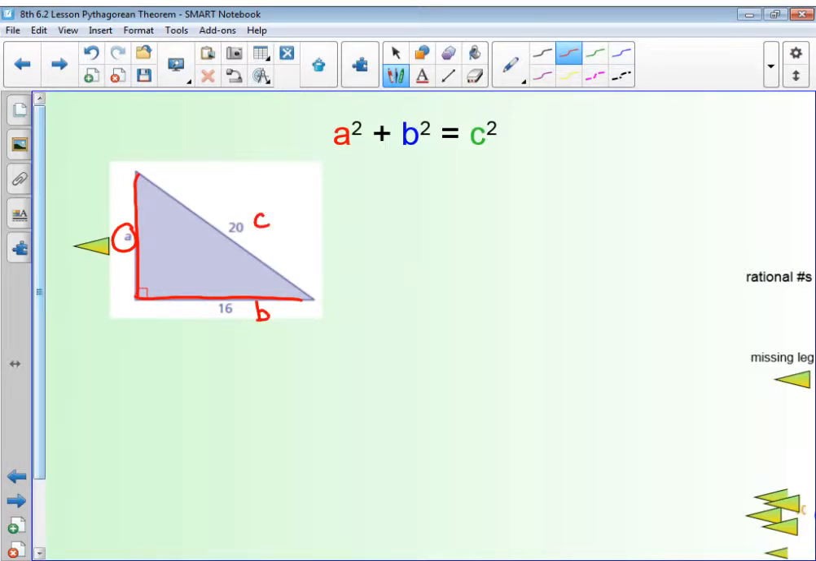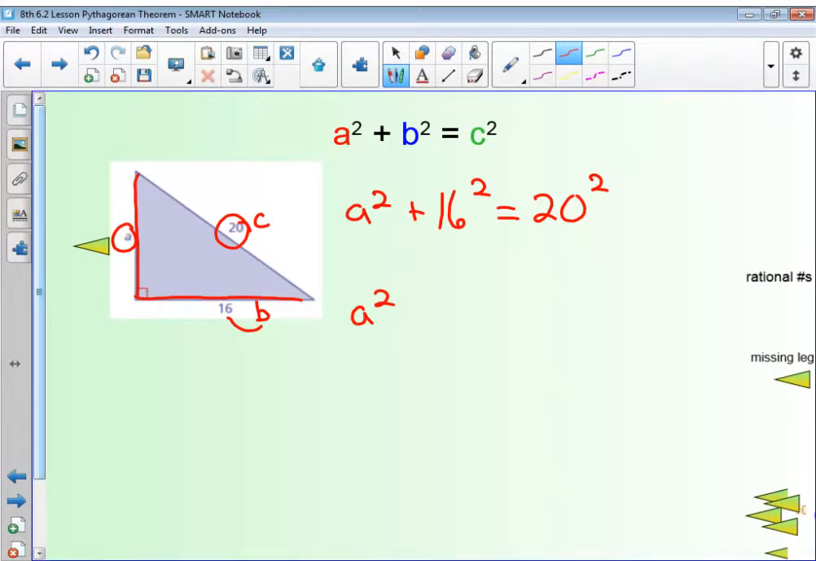Okay, so do I know the A? No, so I'm going to write A squared plus my B side was 16, so 16 squared equals my C side was a 20, so 20 squared. I'm still going to now simplify, convert those squareds. Just like order of operations, I would simplify any exponents before I'd move on to anything else. So now we'll go ahead and simplify. I can't do A squared, that stays the same.